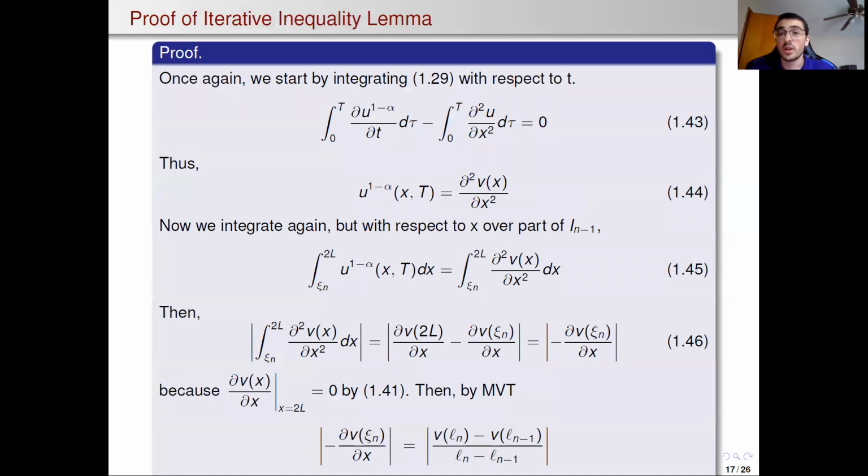To start this proof, we integrate with respect to t. We integrate equation 1.29 with respect to t as in the previous proof, and we get to the same point as 1.44 in the previous proof. But now we integrate again with respect to x over part of I_{n-1}. We integrate from x_n to 2L to take advantage of the mean value theorem in a few steps. Then we take the absolute value of both sides, and we look at the right side for 1.46. We evaluate the integral, and then we know from our boundary values in 1.41 that our first derivative of v with respect to x at 2L is equal to 0, and we are left with the right-hand side, 1.46 here. Then we can apply our mean value theorem to achieve our final equation here.